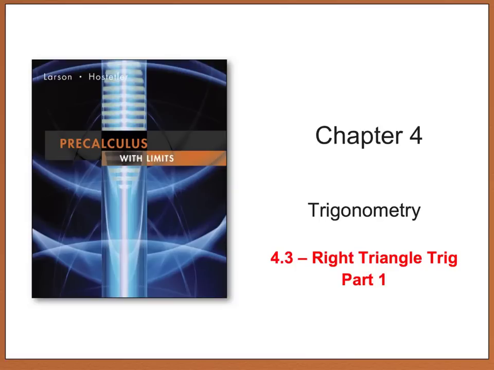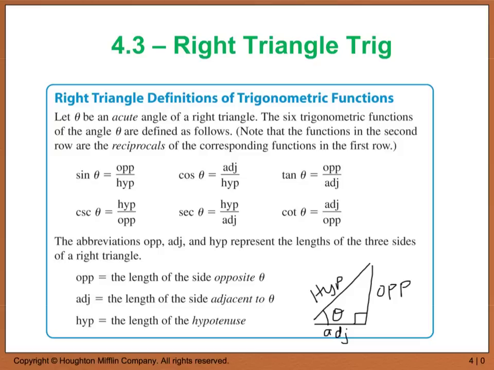Hello and welcome to section 4.3. Today we're going to look at right triangle trigonometry, and this is part 1 of 2 videos. Now, I think you've seen most of these in either Algebra 2 or Geometry, but I did want to reiterate what the definitions of sine, cosine, tangent, cosecant, secant, and cotangent were.